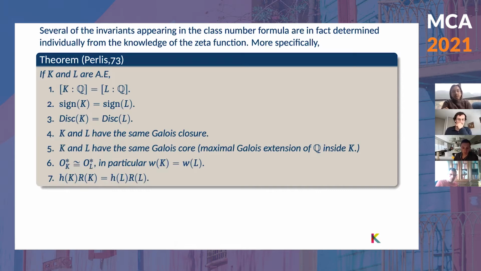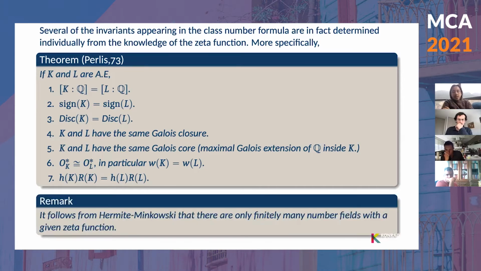Now, one natural question to ask is, we now have class number times regulator. Can we separate these two numbers? The answer is no. Perlis and Bartlett-Smith in the 90s actually gave examples of number fields that have the same zeta function but different regulators or different class numbers. So these two cannot be separated. They just come together in here.